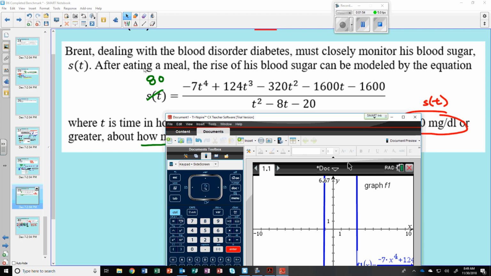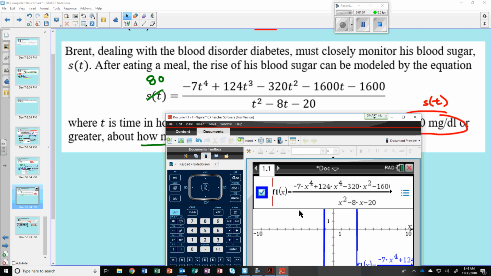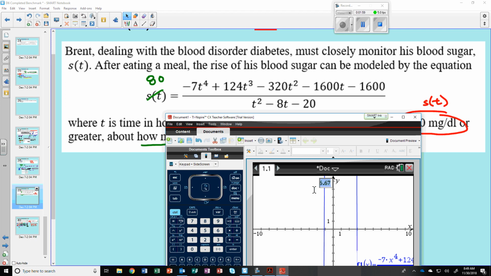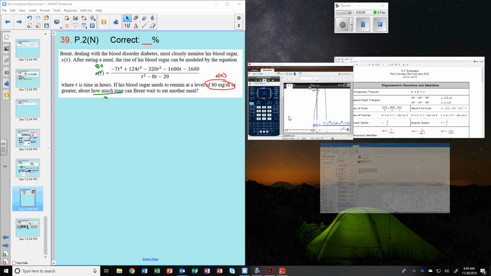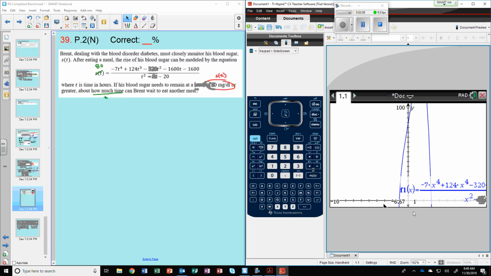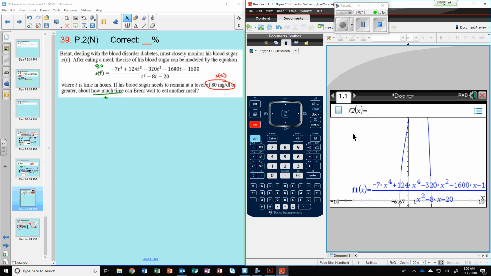Now, I want to keep this above 80. So I want to make sure I can see it. So I'm going to come up here and change my y value to be 100. Now that I can see this, let me just shift this over really quick. I need my blood sugar to remain at least 80. Now the way to see this is that's a y value. So if I type that in as a second equation as 80, you can see that my blood sugar needs to remain over here.